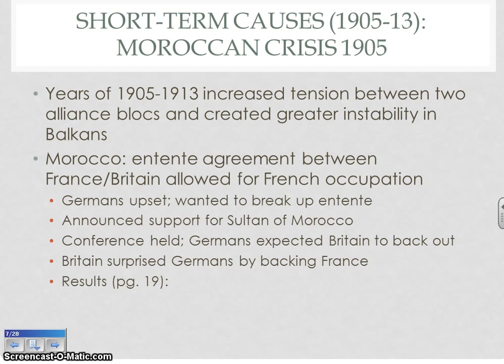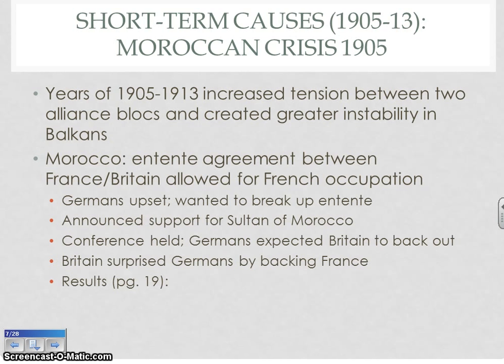So the Germans went in and they announced that they were going to support the Sultan of Morocco in resisting French occupation. There was a conference held about this issue, and the Germans tried to basically see if the British would take action. They expected the British to back out of the whole situation and not support the French because it would involve the British military. So they basically called a bluff on the British, and the British responded. The British called the bluff back on the Germans. The British did announce that they would support the French in occupying Morocco, which the Germans did not expect.